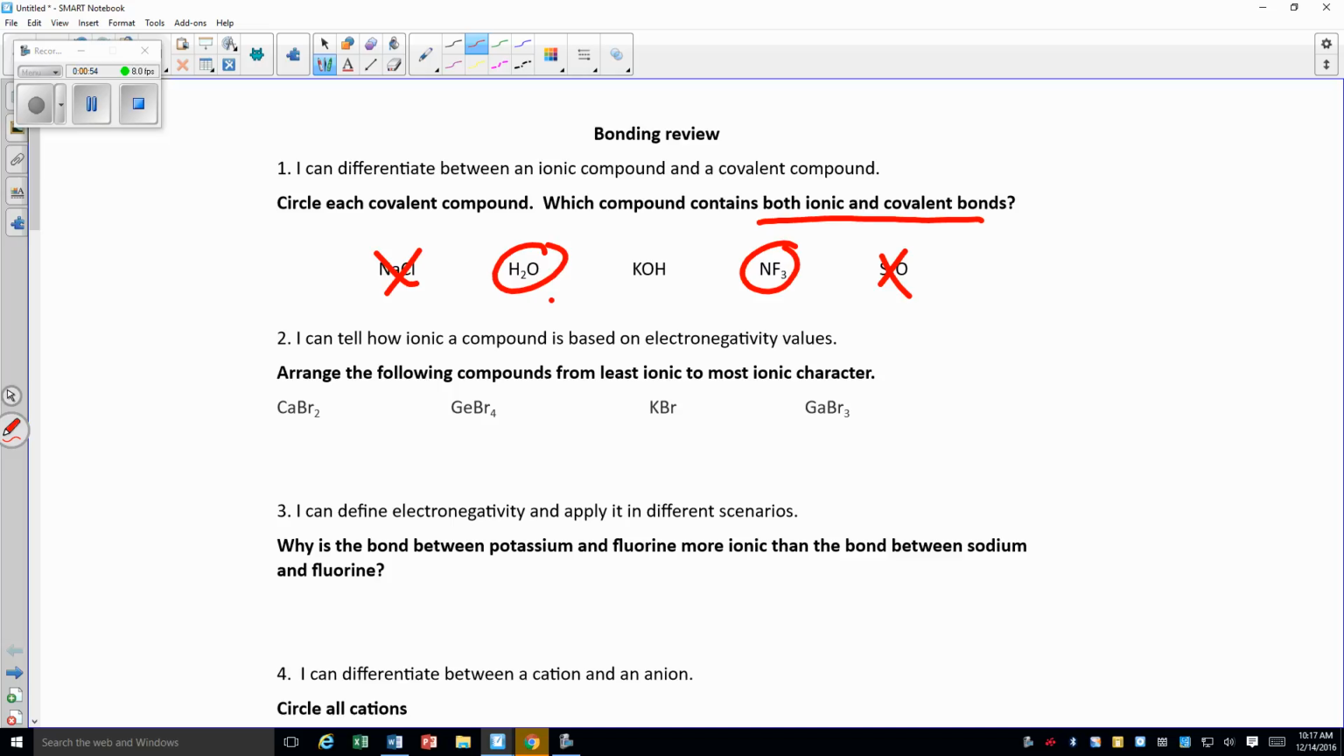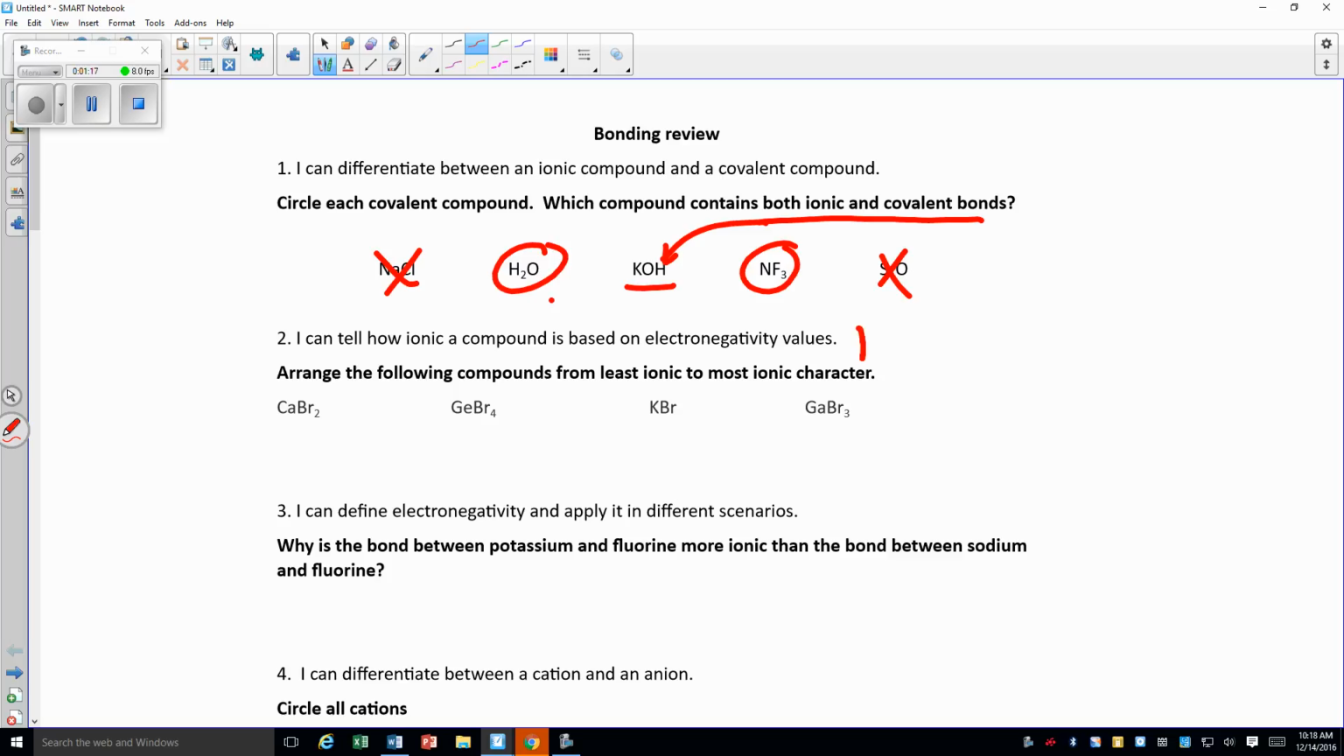Which one has both? The one that has multiple nonmetals and multiple metals, or one metal, is going to have both. So, KOH, the O and the H is covalent. The K is bonded to the OH. That's ionic.